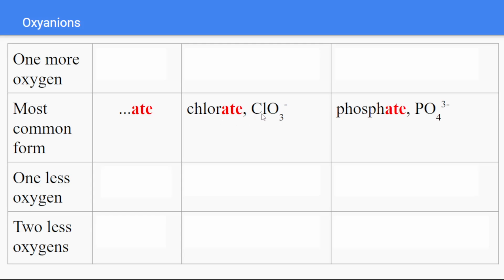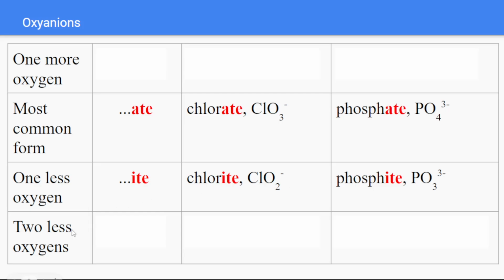Now, if you have another form of chlorate, but it has one less oxygen than chlorate, we would change the ending to "ite." So chlorite, instead of ClO3, it's ClO2. Notice how the charge is the same. The charge will not be different. Phosphate, instead of PO4 3 negative, we have PO3 3 negative.